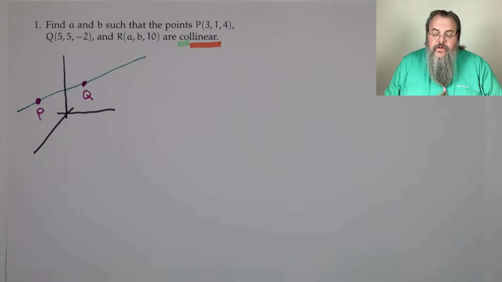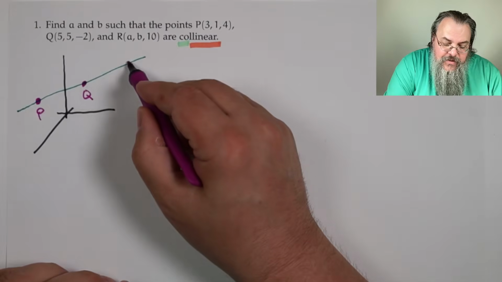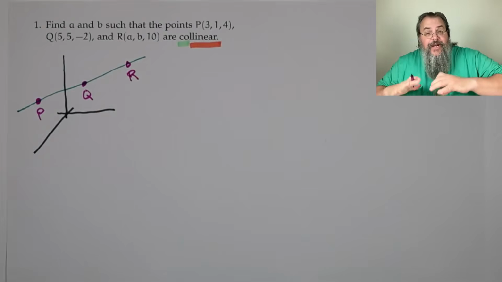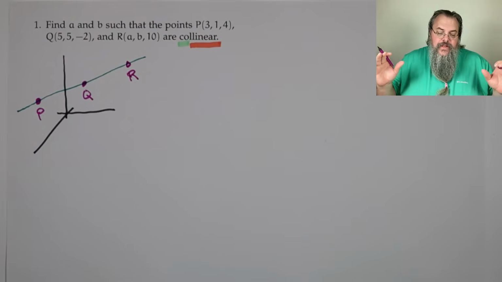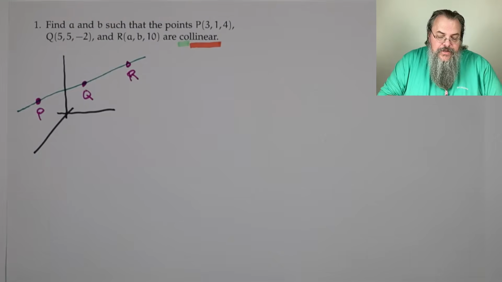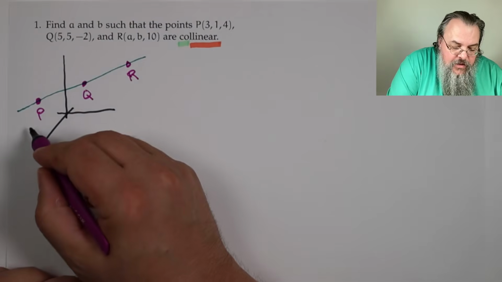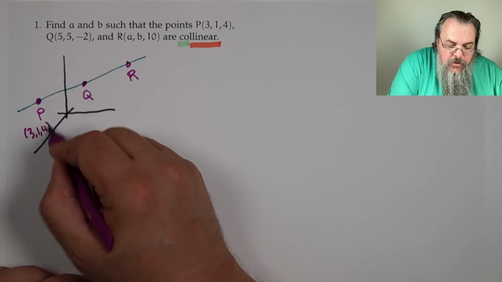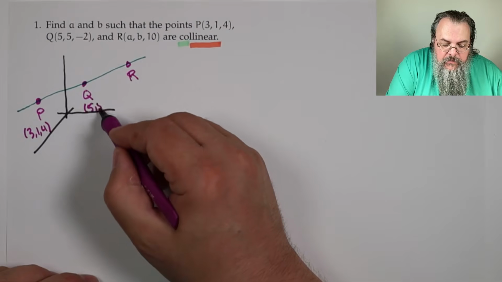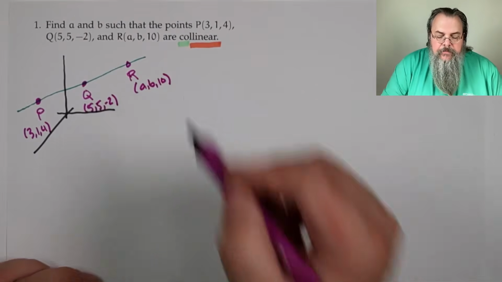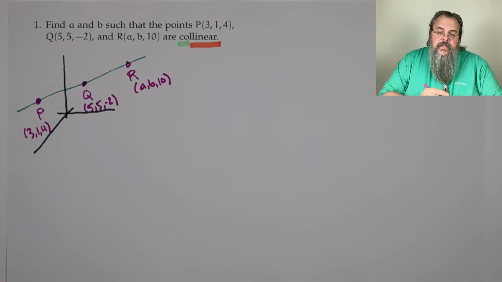And we're told, hey, R is somewhere on this line. So we say, okay, well, let's just put it somewhere. Maybe we'll put it here. Now, does it go there? I don't know. But for right now, we're worried about the intuition. All right, so now we have our picture. What can we do? Well, we can certainly put down the corresponding coordinates. So we can say P, that's (3,1,4). Q, (5,5,-2), and R, (A,B,10).